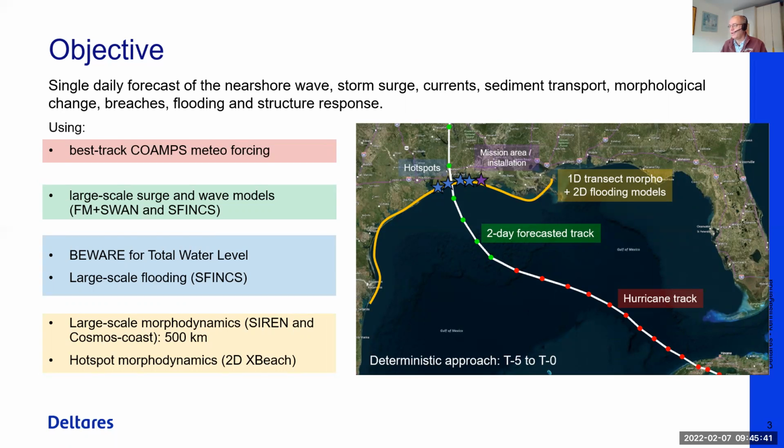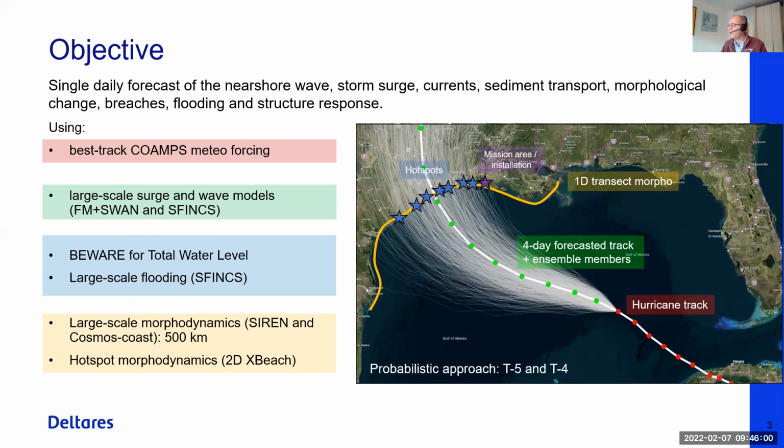We will do the morphological change using the Sirens model and CoSMoS-COAST model on a large-scale area, so stretches of about 500 kilometers to the left and the right of hurricane landfall, and detailed morphological predictions using the XBeach model. We will also provide uncertainties in the response due to uncertainties in the forcing, for which we will run ensembles of the hydrodynamic models.